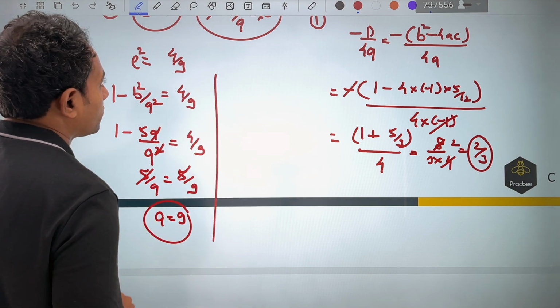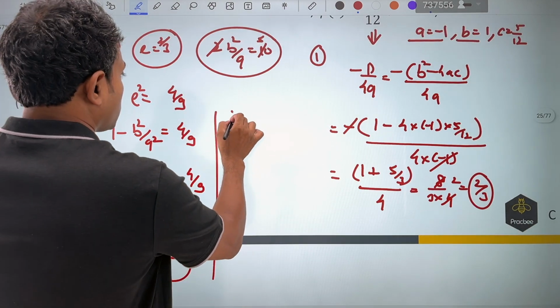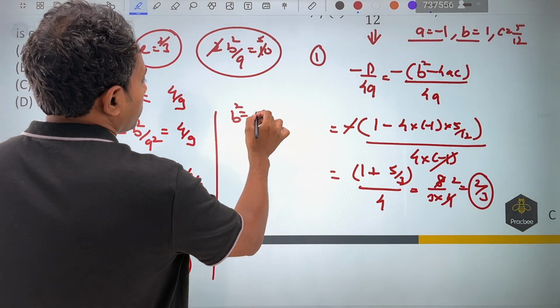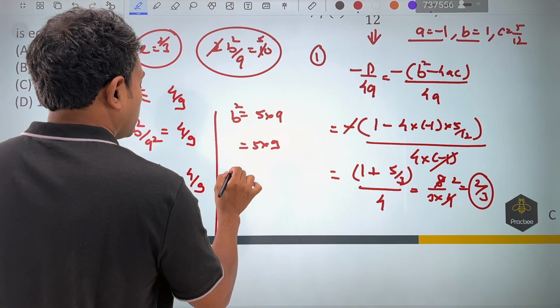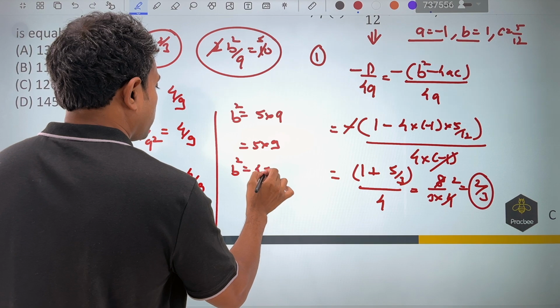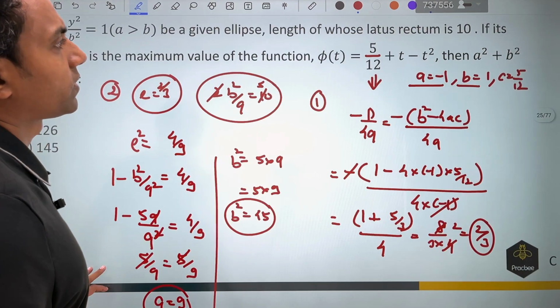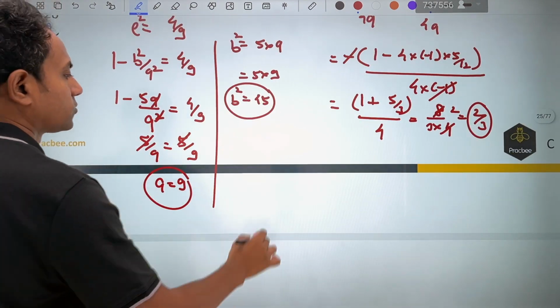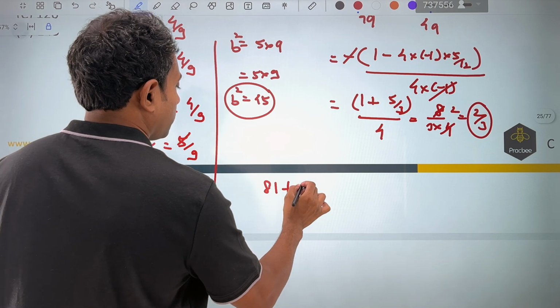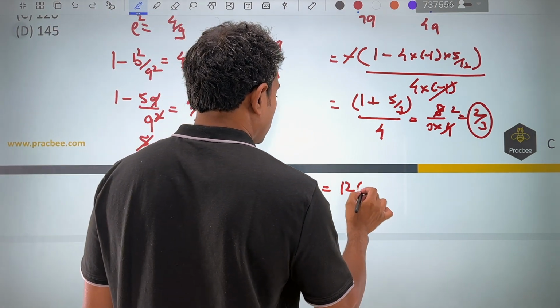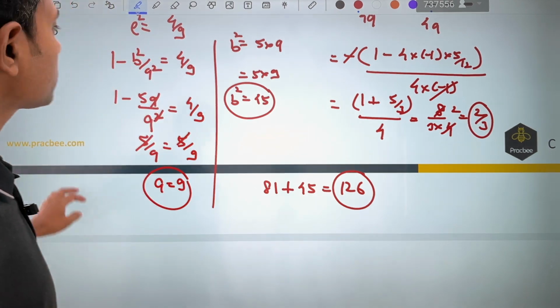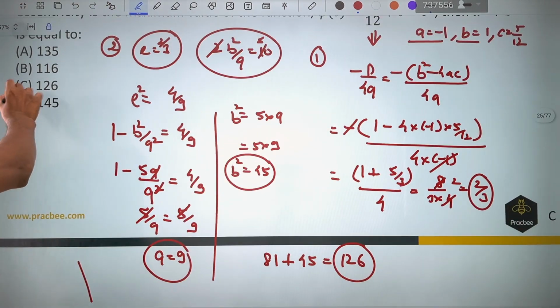Once you have figured out the value of a, b square is nothing but 5 times a. It becomes 5 times 9. So b square is nothing but 45. Now what they want us to find is the value of a square plus b square. a square will become 81. b square is already 45. If I add them up, what I get is 126. Let us check the option. C option comes out to be correct.